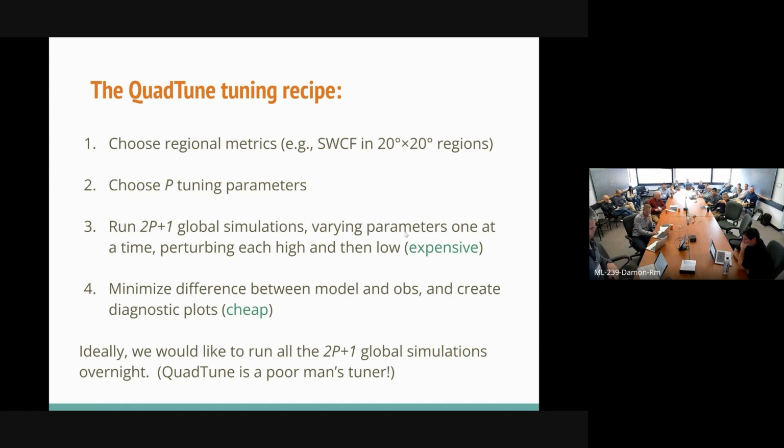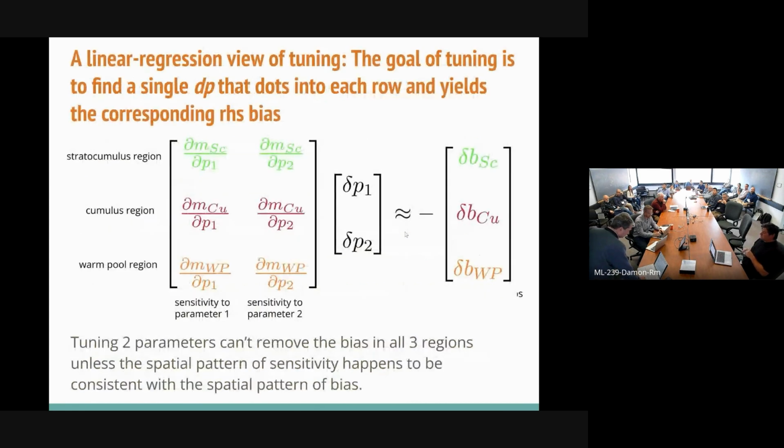And we keep doing that for the parameters, so we have 2P plus 1. This is the expensive part, so we want to reduce the number of global simulations we have to do as much as possible. Then once we have those simulations, we optimize the difference between the model and obs using just regression, basically. And then we have some diagnostic plots, so that's cheap. But ideally, our goal is to be able to run all these global simulations overnight. So we just run a batch, and then the next morning we come in and look at the diagnostics.